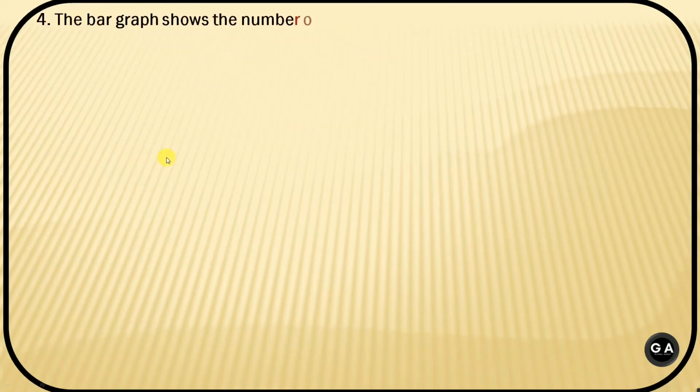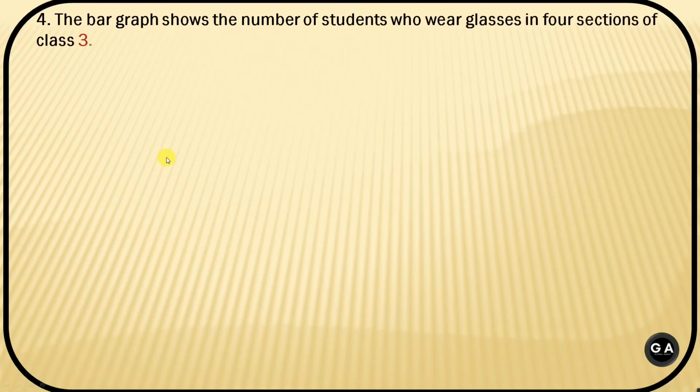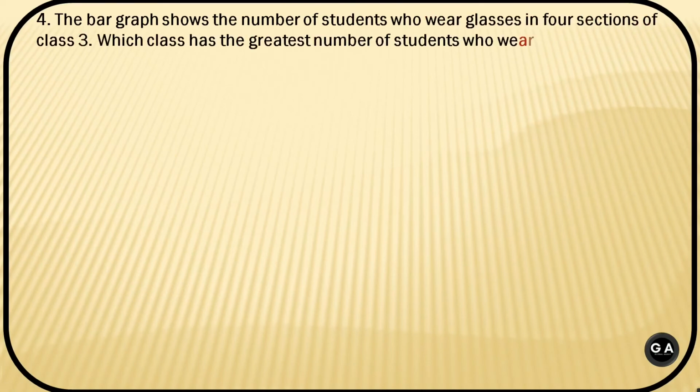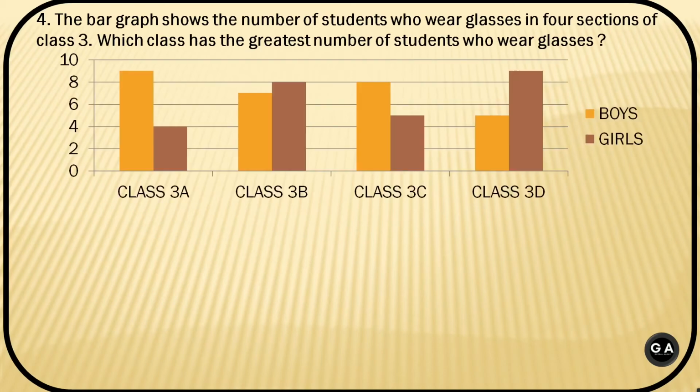Question number 4. The bar graph shows the number of students who wear glasses in 4 sections of class. Which class has the greatest number of students who wear glasses? So here is the bar graph. On x-axis classes are mentioned and on y-axis number of students wearing glasses is mentioned. Options are option A 3A, option B 3B, option C 3C, and option D 3D.